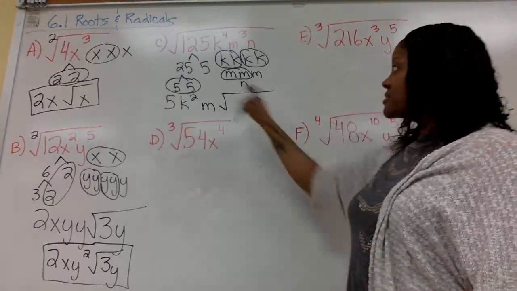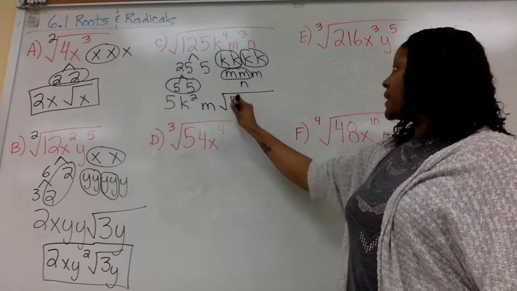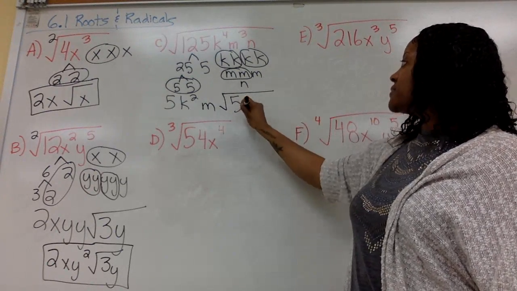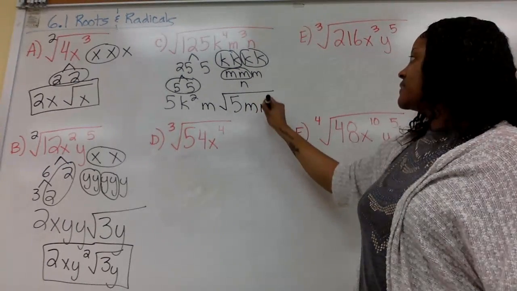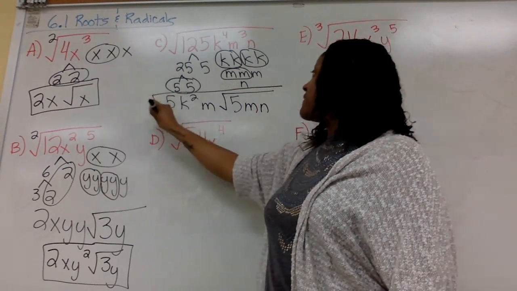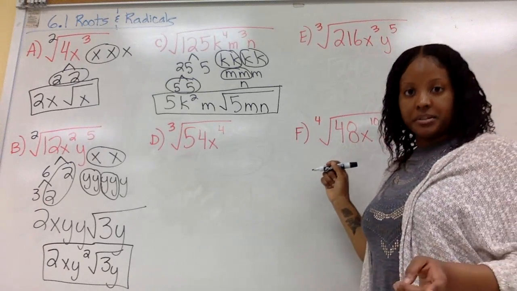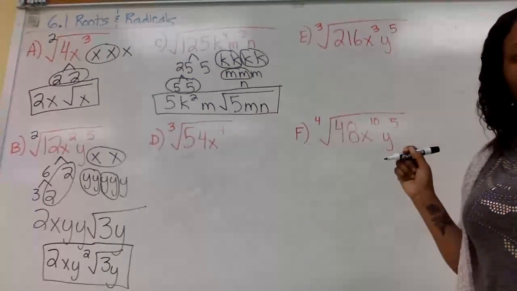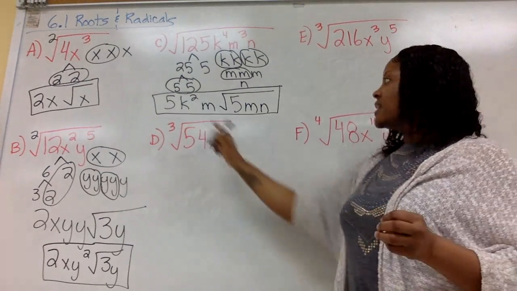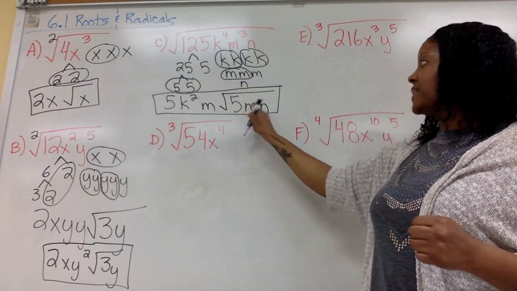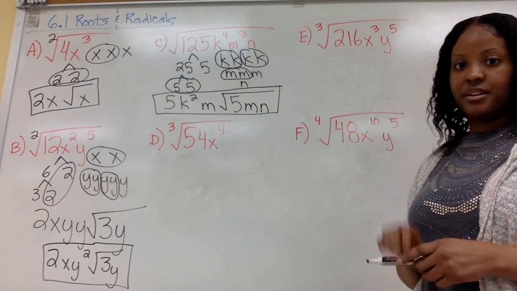Leftover prime numbers, I got a 5. I have no K's left over. I have one M left over, and I got one N left over. So this is my final answer. So 5K squared M times the square root of 5MN. So 5K squared M times the square root of 5MN is my final answer.